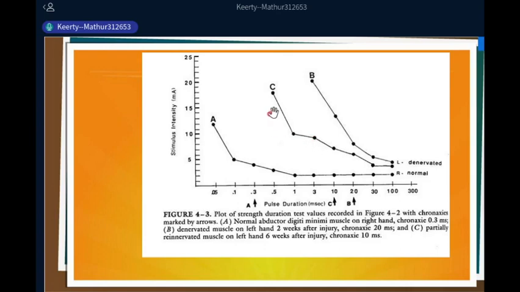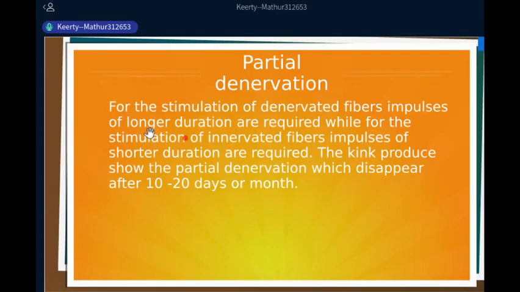After this, the graph is because of only innervated muscles, and before this kink, the graph obtained is because of both innervated and denervated muscle fibers. Then partial denervation. For the stimulation of denervated fibers, impulses of longer durations are required, while for the stimulation of innervated fibers, impulses of shorter duration are required. And the kink produced shows the partial denervation, which disappears after 10 to 20 days or after a month.